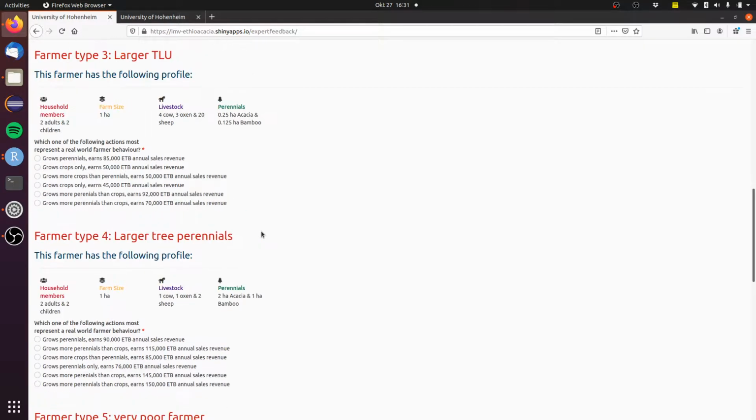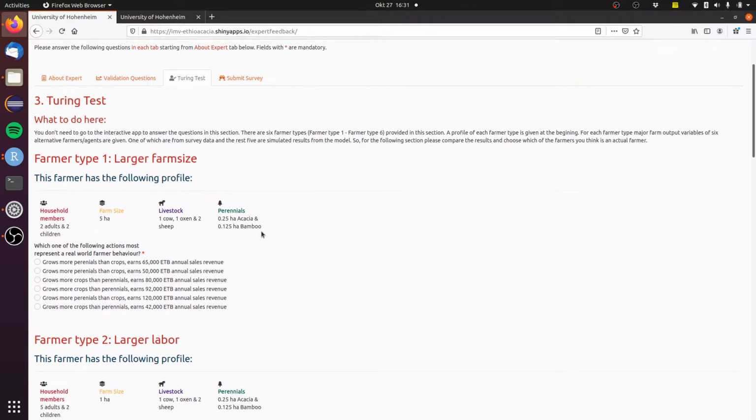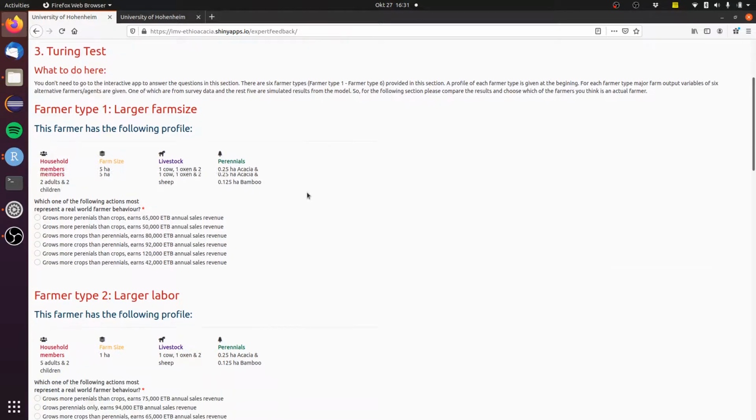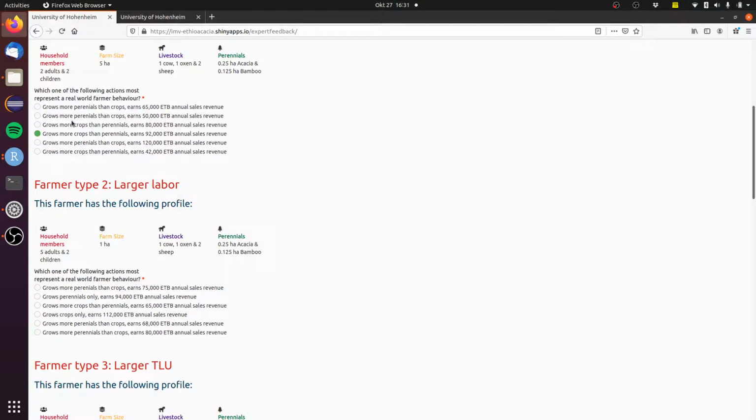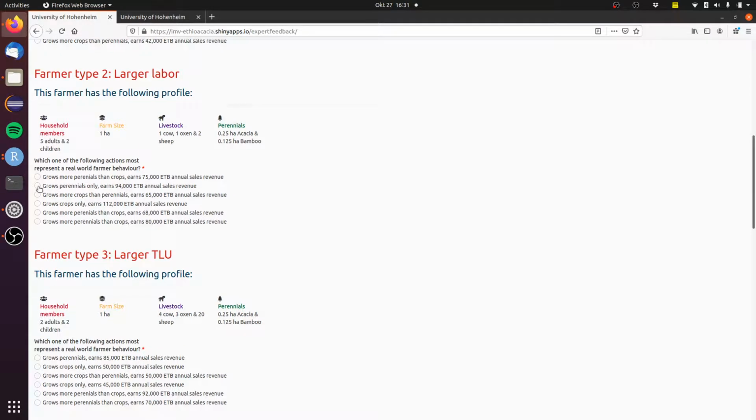The point of this Turing test, and of classifying the Turing test between different farmer types, is to see if there is a particular flaw in some parts of the model. That's why we classify them based on farm types. So we expect you to critically analyze the results or the options provided, select the choice that you believe is the actual farmer, and answer all of the questions.